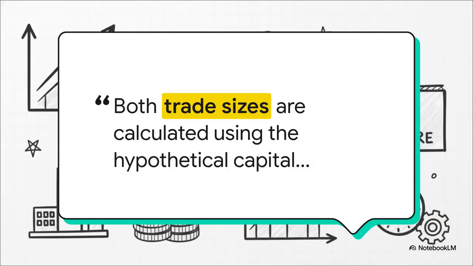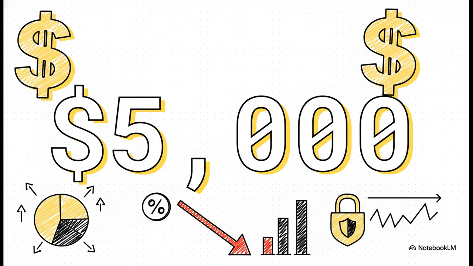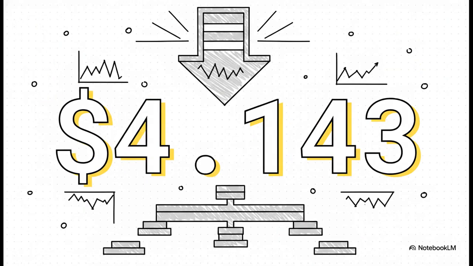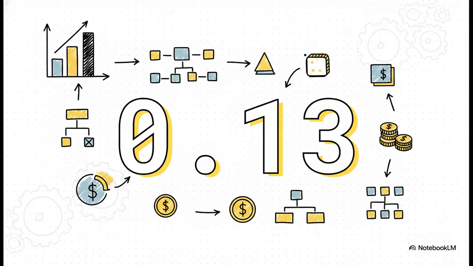So the crucial point is both trade sizes are calculated using the hypothetical capital, the investor's maximum allowed drawdown, the third triangle domain percentage, the risk coefficient, and the contract size. Based on those parameters, the expected max drawdown is strictly capped at 5% of the hypothetical capital. Mathematically, that totals exactly $5,000. Now, the structural limit of this domain, which is referred to as the expected low price, is structurally calculated at $4.1433. And concluding the deterministic sizing parameters, each trade size is structurally fixed at exactly 0.13 units.